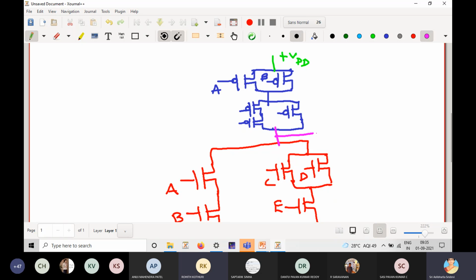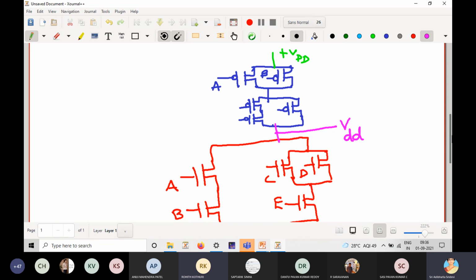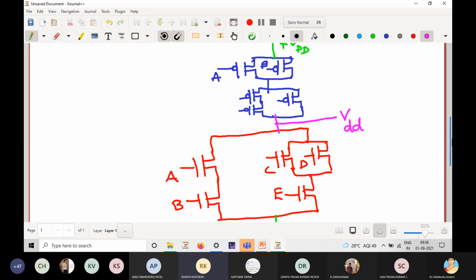Ma'am, I have done sizing. Ma'am, can you tell me whether it is right or not? Hello, all of you please concentrate.